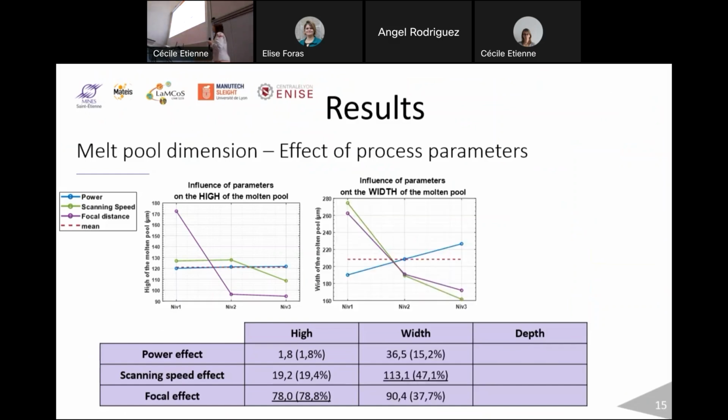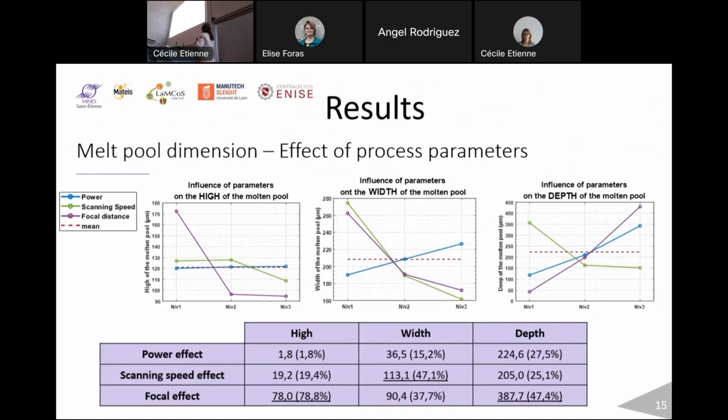I did the same for width and for depth. We found that for the width, it's more the scanning speed that strongly influences the melt pool dimension, and for the depth, it's more the focal distance that has a strong influence.